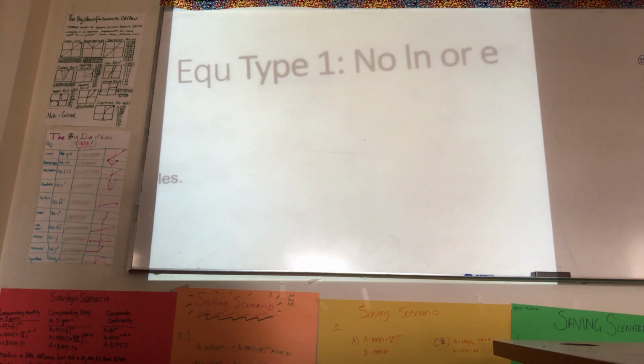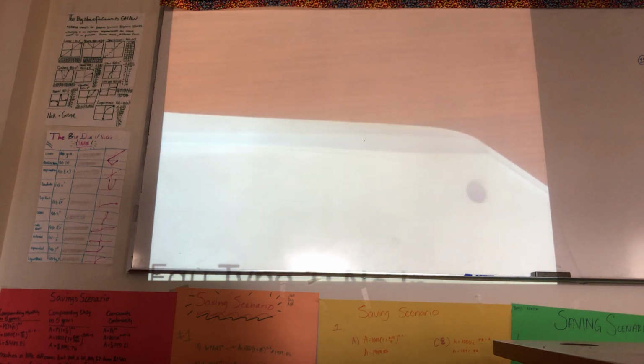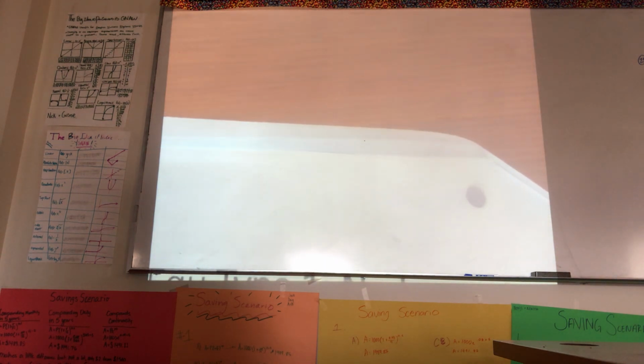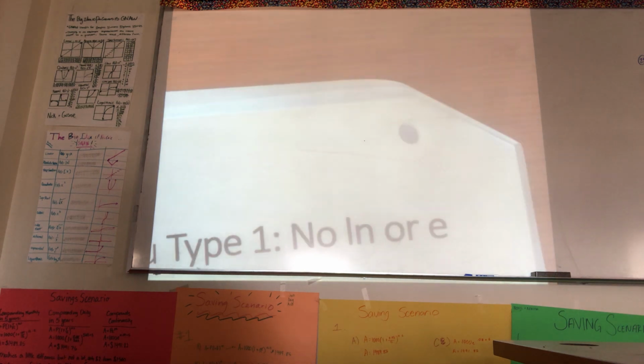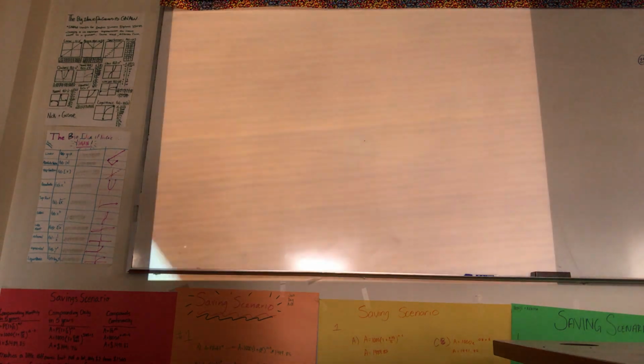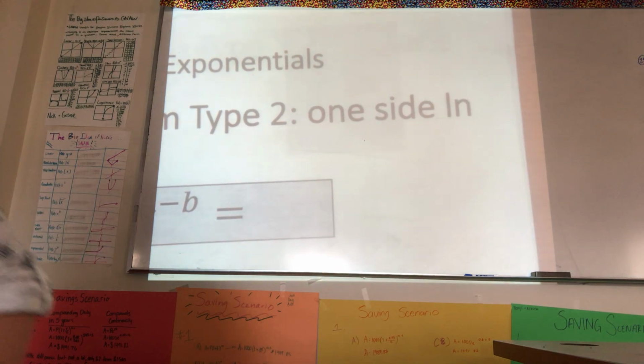Okay. All right, so that is type 1. There are 4 types. They're all separable variables, but this is the type we just did, with no ln's and e's. So type 2 is ln on one side. It doesn't give you ln on one side, it's just that midway through the problem, ln's going to pop up and appear. Okay? Is that a new breakdown?